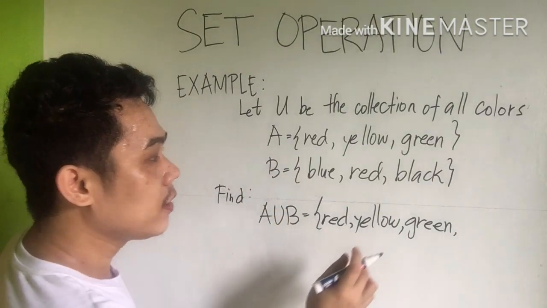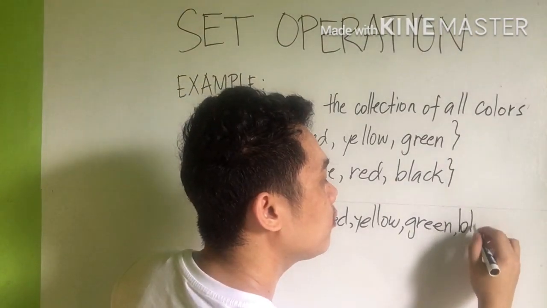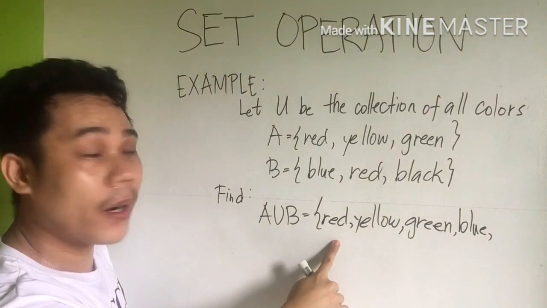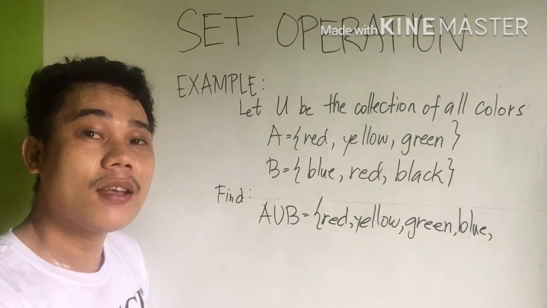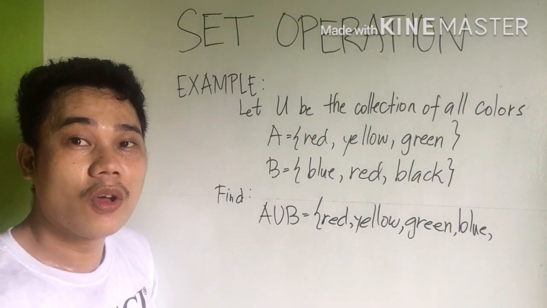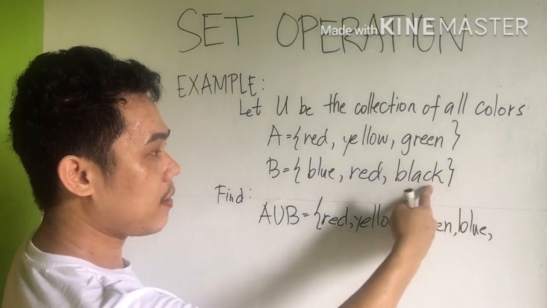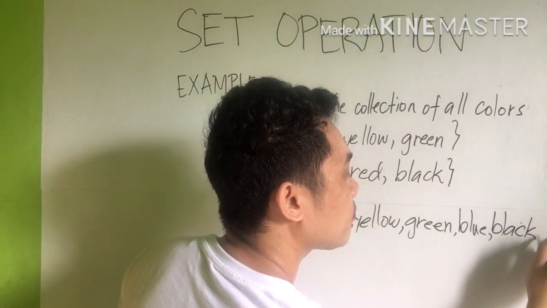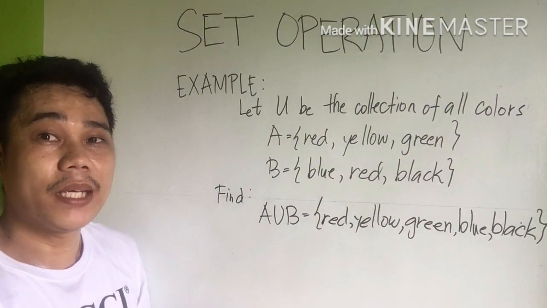I-copy natin. So, blue. Walang blue dito, so lagay ko blue. Red. Meron ng red dito na part, so hindi ko na siya isusulat ulit. Kasi, again, ang A union B is a set. So, hindi pwedeng paulit-ulit yung collection natin. So, blue, and then black will be the next. And so, ito yung A union B.